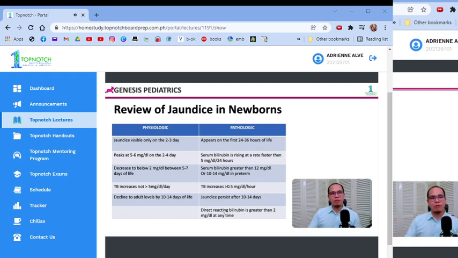Then they forget the most important fact, which is what? In that case, the baby has sepsis. Okay? So the baby is not well. He has an infection. If you have an infection, it will cause jaundice. So probably for that baby, that is pathologic jaundice. Is that clear? So I hope that's clear.